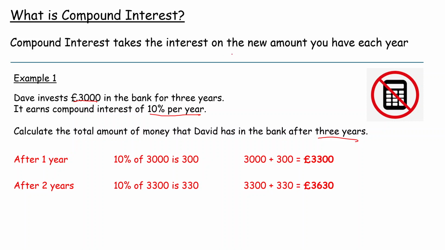So compound interest is the interest on the new amount each year.